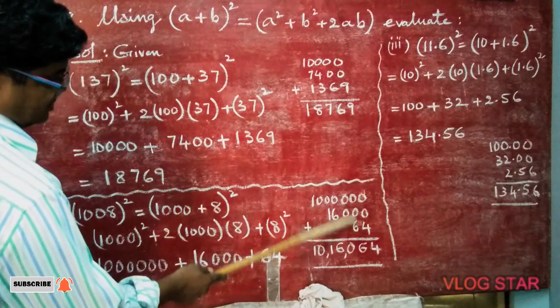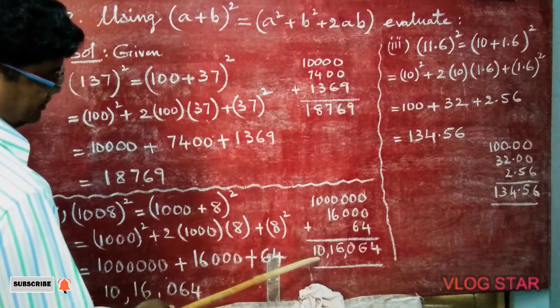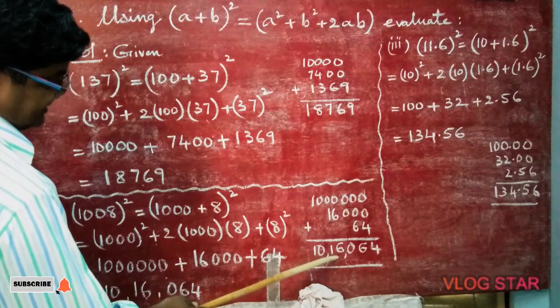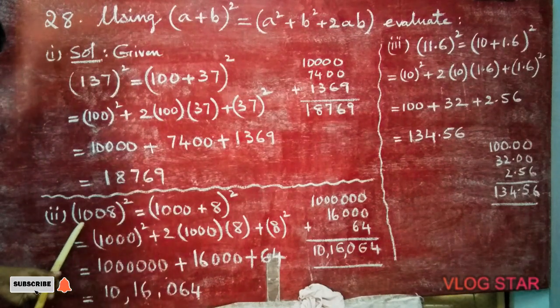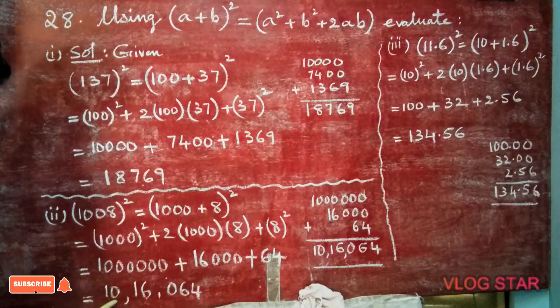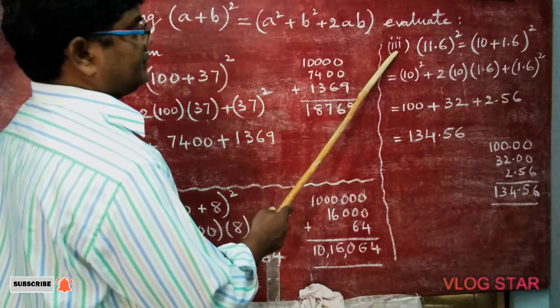See the place values and write properly. You have to be careful. So the answer you will get is 10 lakhs 16,000 and 64. So the value of 1008 whole square is 10 lakhs 16,000 and 64. Coming to the third bit.